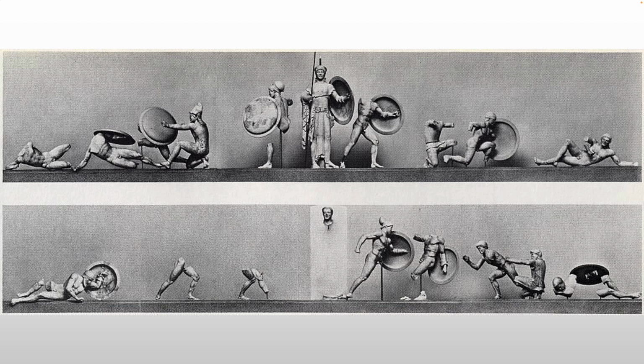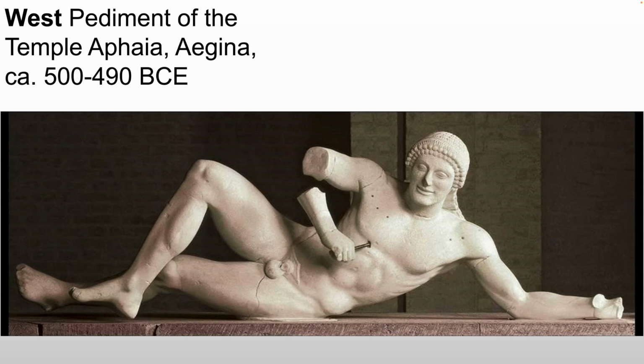Now, the interesting thing about the pediments is that these are done at different times. There's actually a 10-year gap between the 2 of them, which means we see this evolution taking place between the 2 pieces. And you can see, just looking at them, that they are very, very similar in terms of their form and story. So we're going to start with the West Pediment, where we're going to see this piece about 500, 490, and this is a dying warrior.